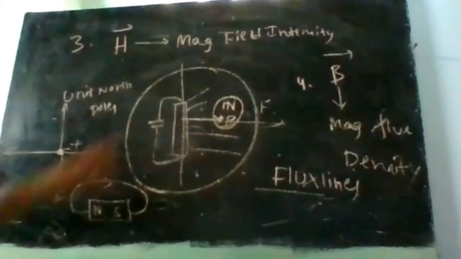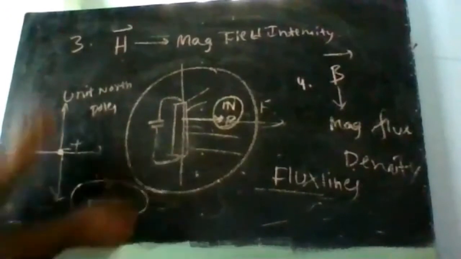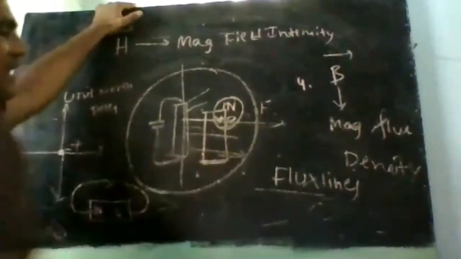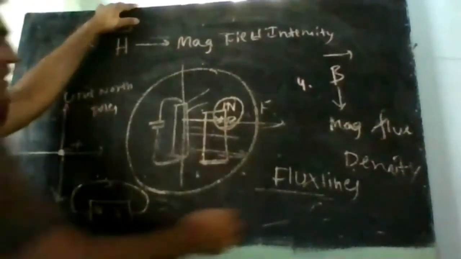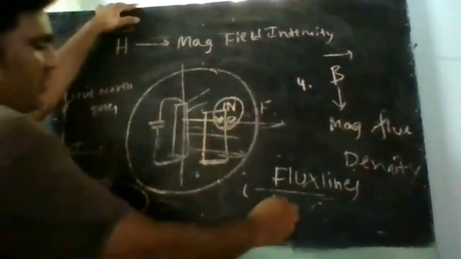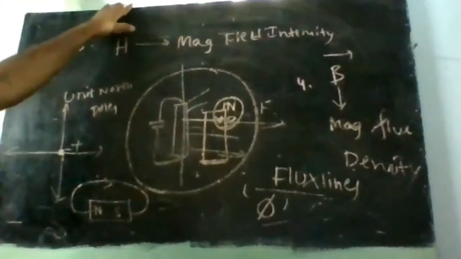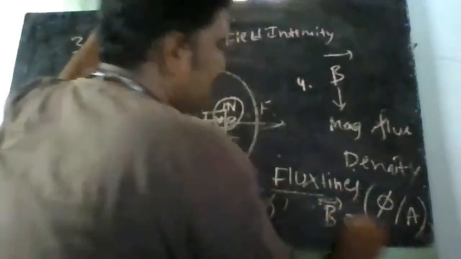Magnetic field also exists in the form of flux lines, and the amount of flux lines present in the unit area in the normal direction is what matters. The total number of flux lines is generally represented by phi. Phi is the total number of flux lines produced by a magnet or by a current carrying conductor. Then phi per unit area is what we call the flux density.